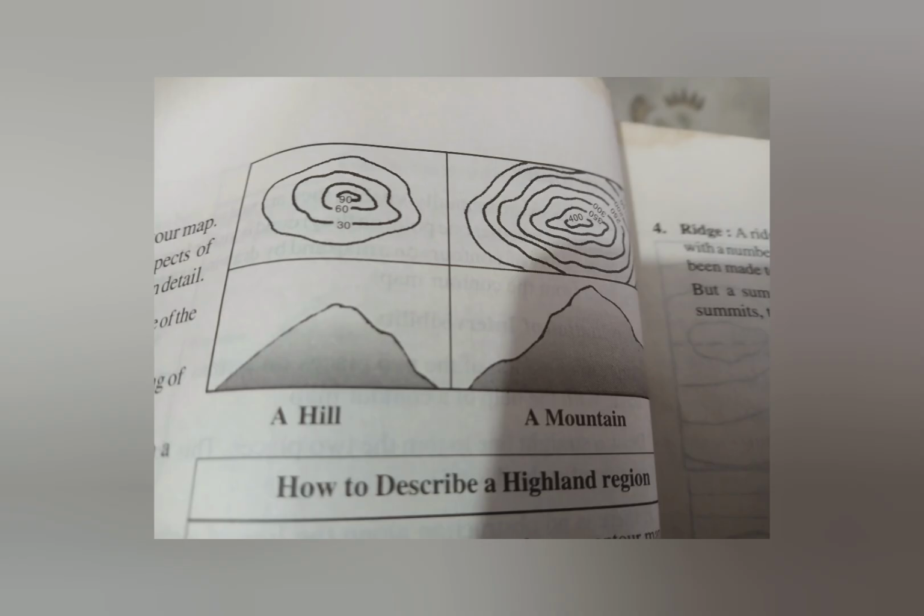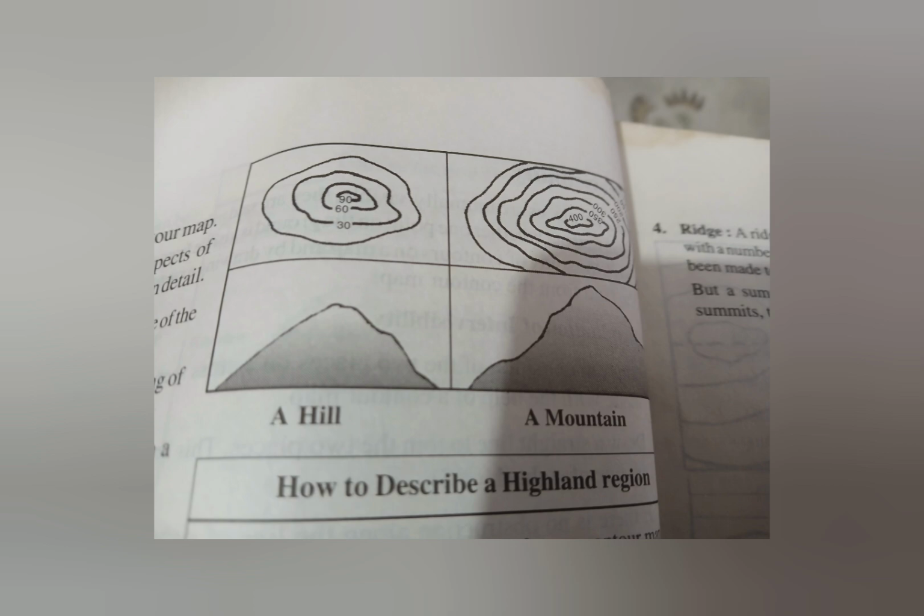Now, a hill, which is lower in elevation or height compared to a mountain, has fewer contour lines than the mountain. The mountain has more height, more elevation, and more land to it, so the slopes are more compared to a hill. That is why a hill has comparatively fewer contour lines, and the contour lines are more widely spaced compared to a mountain.